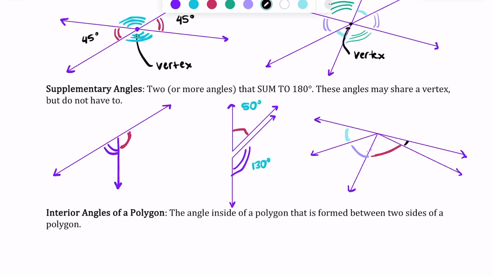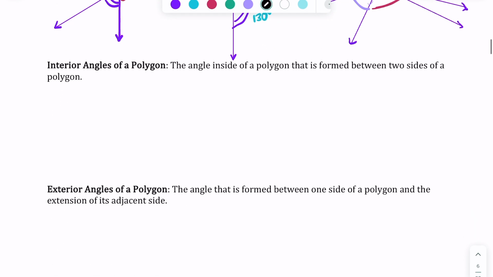All right, interior angles of a polygon. So just a quick reminder, a polygon is any shape that is formed with straight lines. So a square, a triangle, a pentagon, an octagon, those are all examples of polygons. Poly just means many. Gon means sides. So when I talk about a polygon, I'm just talking about many sides.